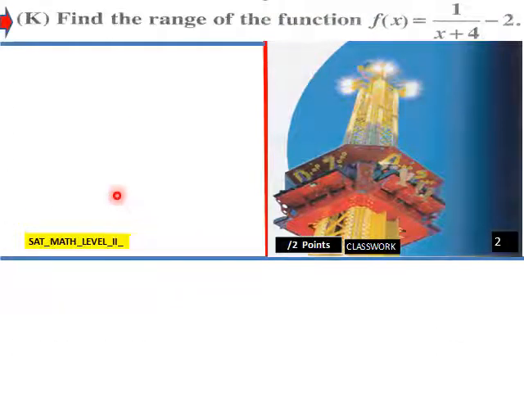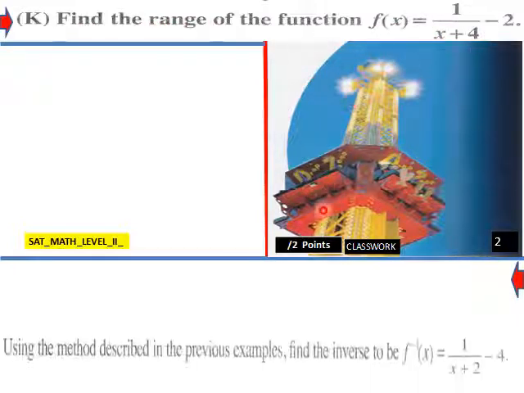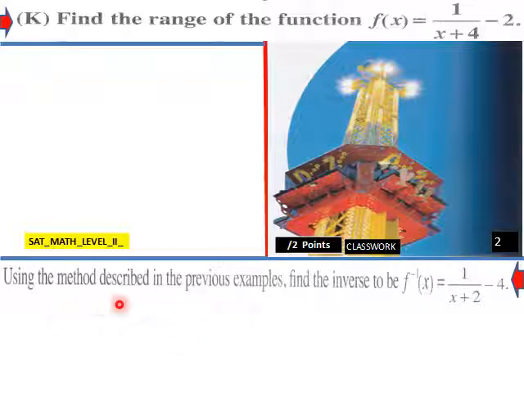Okay, moving right along to letter K. Find the range of this function, f of x equals 1 over x plus 4, minus 2. Using the method described in the previous examples, find the inverse: the inverse of f of x will equal 1 over x plus 2, minus 4. So we've talked about how to find an inverse of a function.